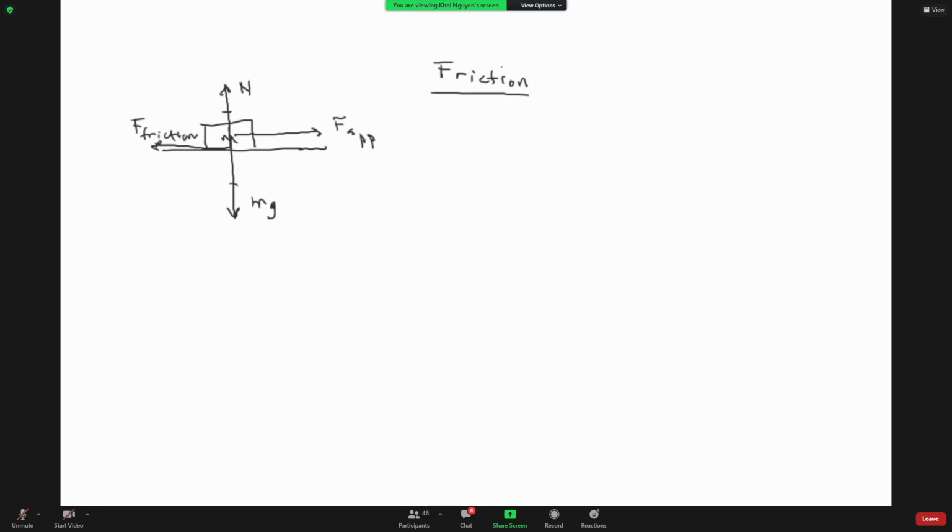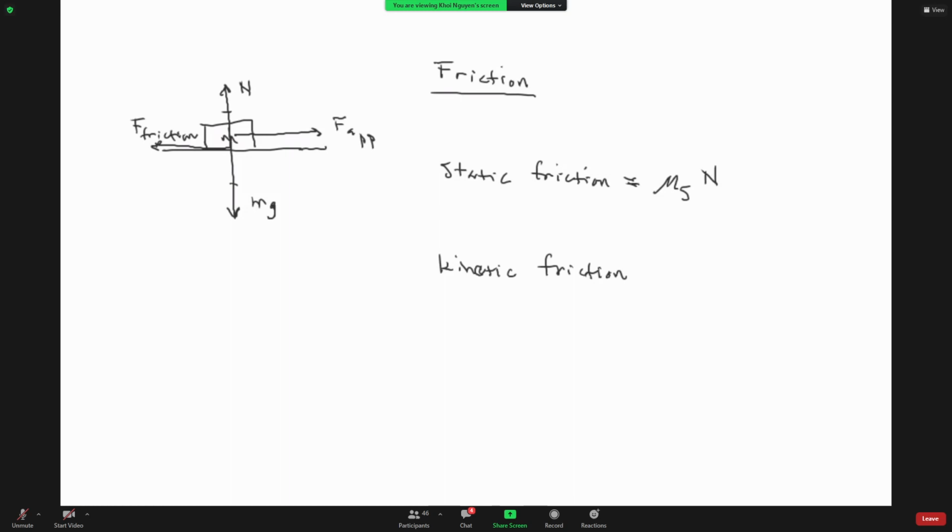So there's two types of friction that you guys need to know. The first is your static friction. The second is your kinetic friction. So static friction is when an object is staying still. The maximum static friction is simply the coefficient of static friction times the normal force. Notice I say it's a maximum. So this is the maximum threshold that you need to reach before your object begins to move.